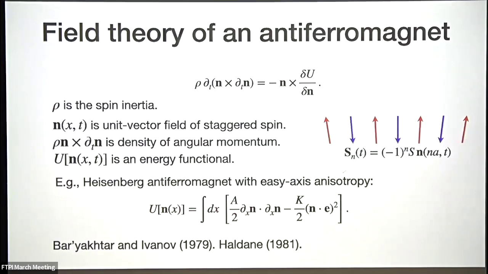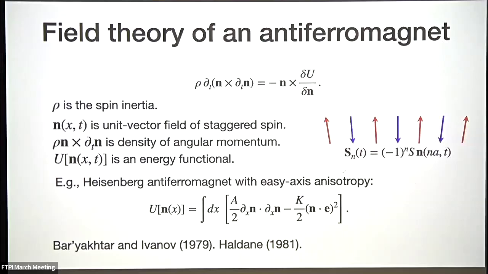There's a similar equation for an antiferromagnet, which you can also write down as the balance of the rate of change of the density of angular momentum in an antiferromagnet, which is now written in a different way in terms of another unit vector field of staggered magnetization or staggered spin. So here spins change from up to down, so you cannot use a field theory literally, so you'll have to do something else. And so here you can still use a single vector field to describe this configuration, as long as you introduce the staggering in the relationship between the staggered field and the actual spins.